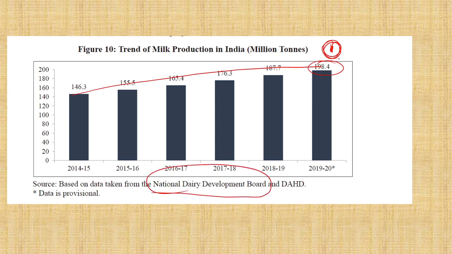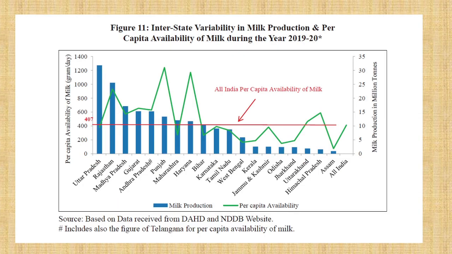India is number 1 in milk production. And this is for the state, which state produces the highest milk production. We usually think it is Gujarat, but no. First is Uttar Pradesh, second is Rajasthan, third is Madhya Pradesh, fourth is Gujarat. So remember in this order: Uttar Pradesh is the highest milk-producing state, second is Rajasthan, third is Madhya Pradesh, fourth is Gujarat.